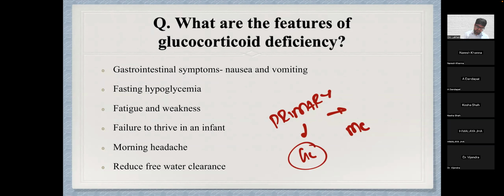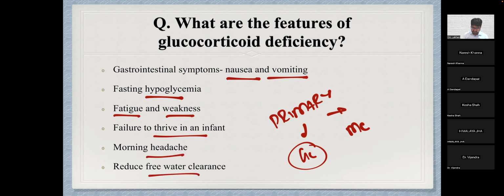So what are the clinical features of glucocorticoid deficiency? Glucocorticoid deficiency often produces GI symptoms like nausea, vomiting. Patients can have hypoglycemia, often fasting hypoglycemia, fatigue, weakness. If it's a child, then it could be failure to thrive. Patient could have morning headache and reduced free water clearance.